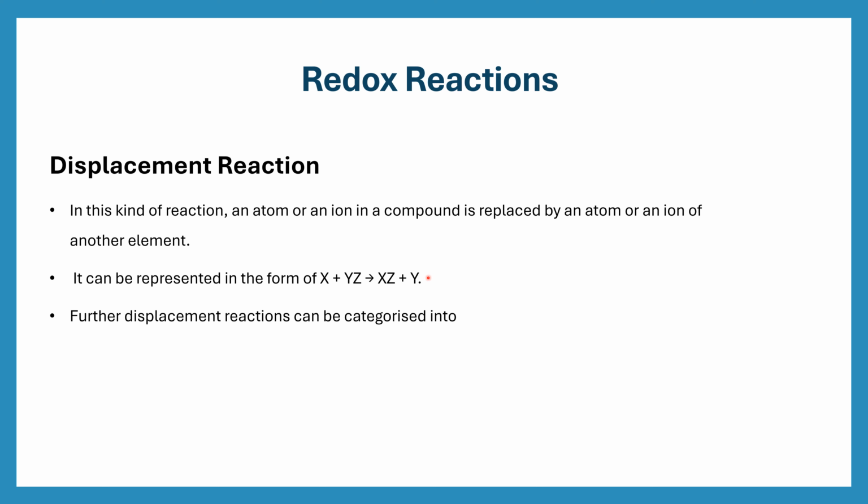Now depending on what gets displaced, we divide this into two main categories. First one is the metal displacement reaction, and second one is the non-metal displacement reaction. So displacement reactions are like a chemical game of musical chairs. Some elements get replaced and the whole electron balance shifts.